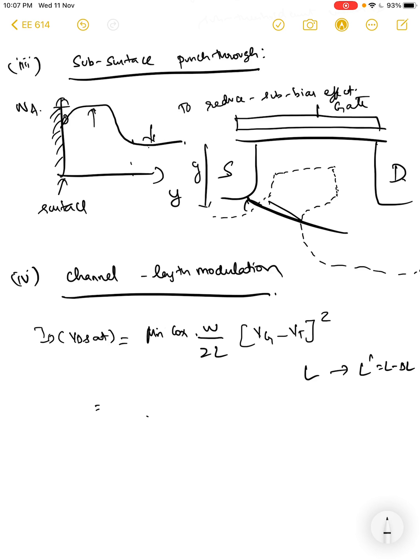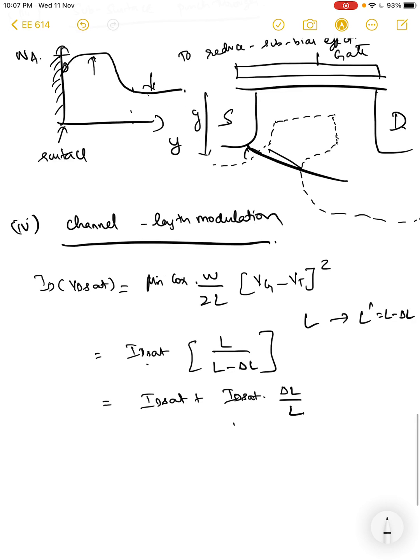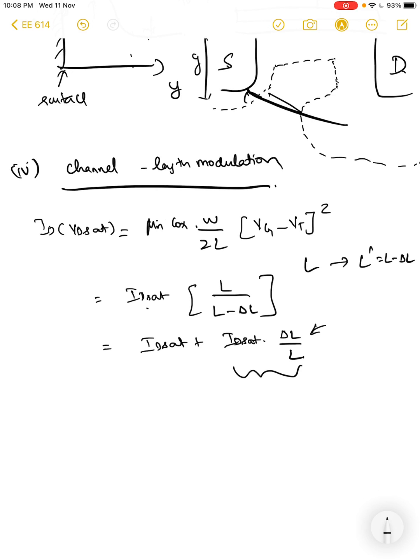So under such situations, it is actually written as ID sat times L divided by L minus del L, which, if del L is taken to be much smaller than L, can be written as ID sat plus ID sat into del L by L. So basically what happens is you have an increase in the saturation current as del L increases. So del L is the change in the length beyond the saturation point. As del L is increased, you have an increase in the drain saturation current, which can be written as ID sat equals mu n C ox W by 2L Vg minus Vt squared into 1 plus Vd by Va.